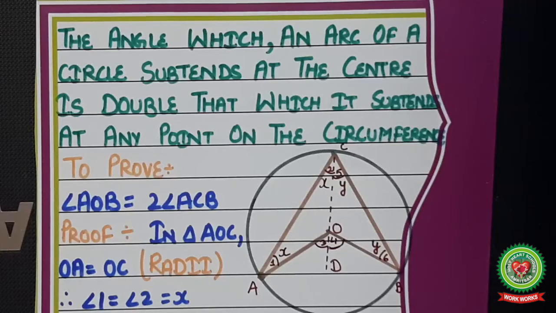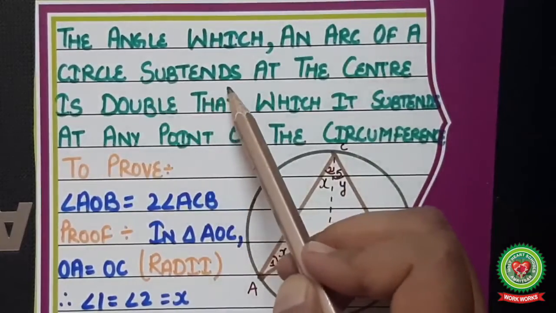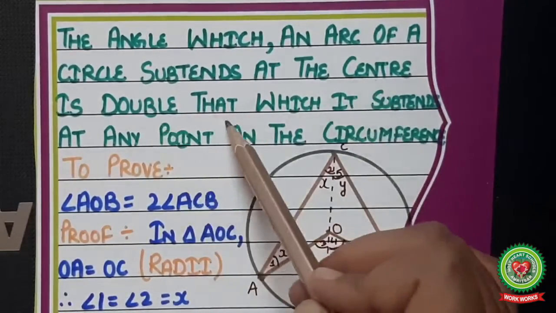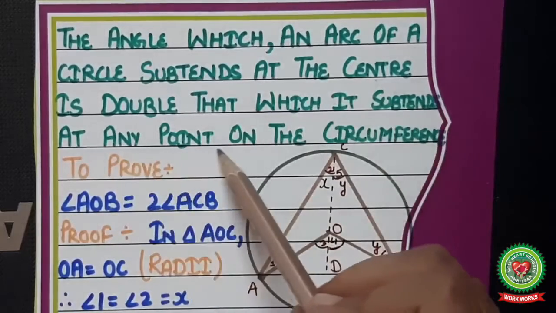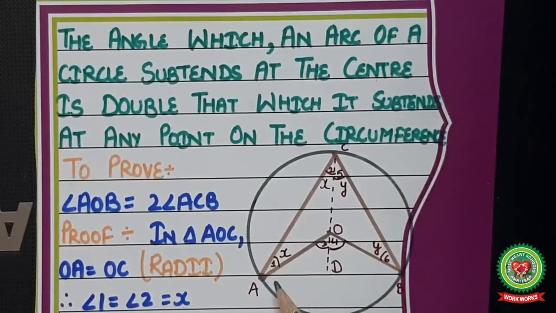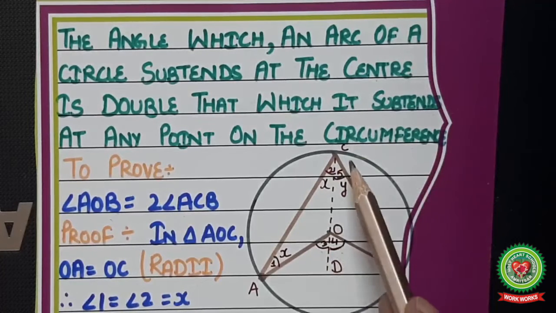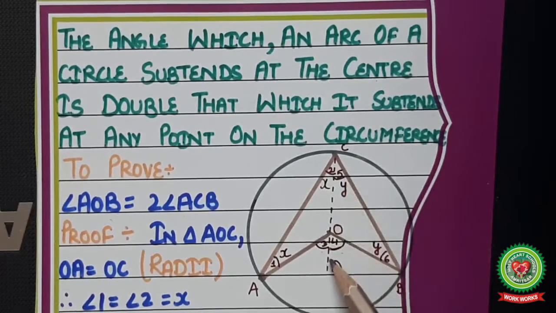Children, see the theorem number 1. The angle which an arc of a circle subtends at the center is double that which it subtends at any point on the circumference. So children, here we have to prove that angle AOB is the central angle. Angle OAB is this one. This consists of angle 3 and angle 4, and we have to prove that angle AOB is 2 times the angle ACB of the circumference angle. It means we have to prove that the central angle is double the circumference angle.